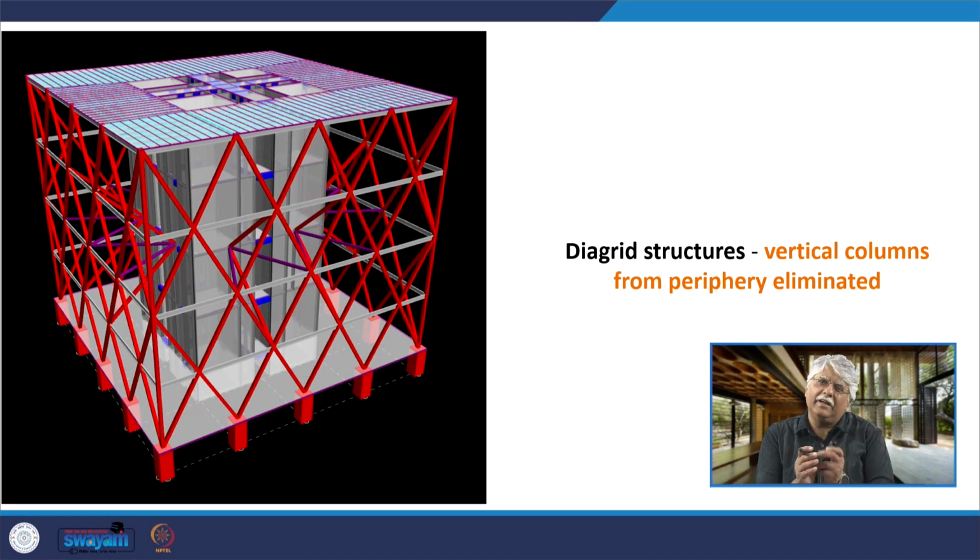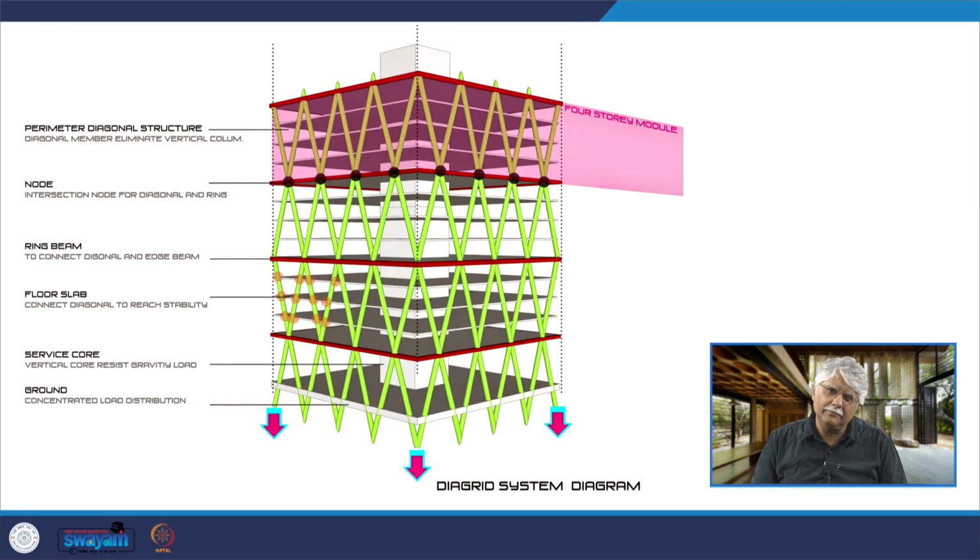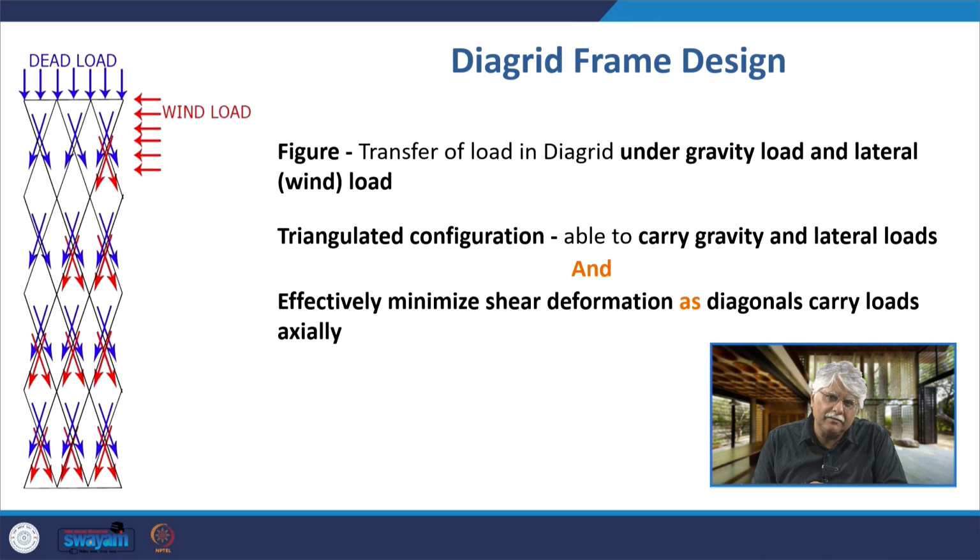So this is the Diagrid structure with the vertical columns from the periphery completely eliminated. This is how the entire structure is put together. You can look at this slide again to see the specific parts, but this is how the load transfer takes place. In the load transfer, under gravity load and wind load, both are transferred axially.